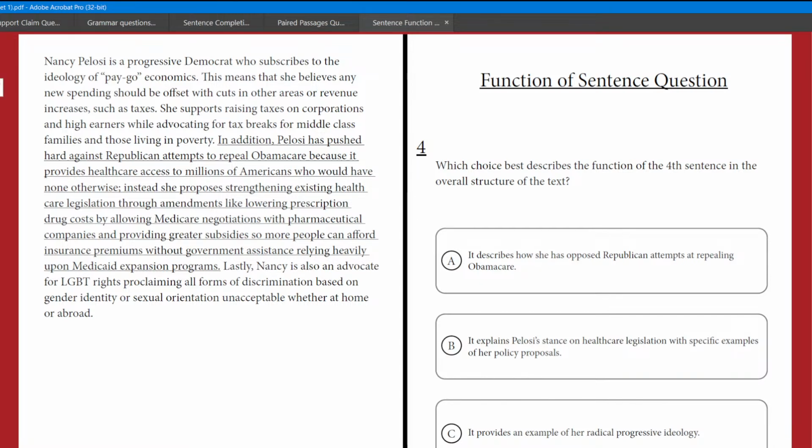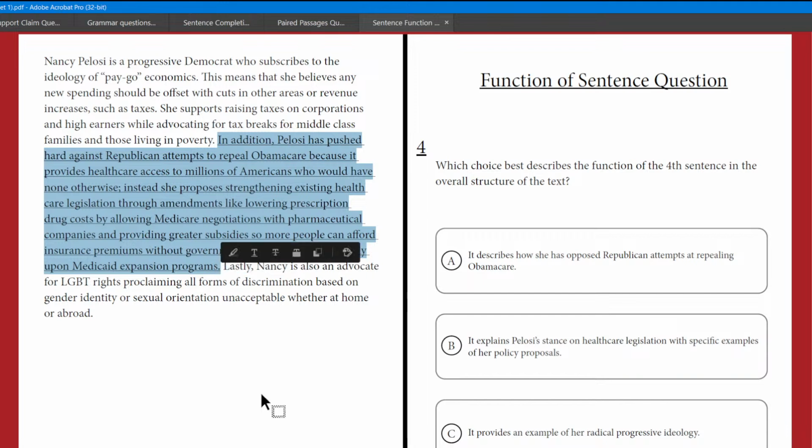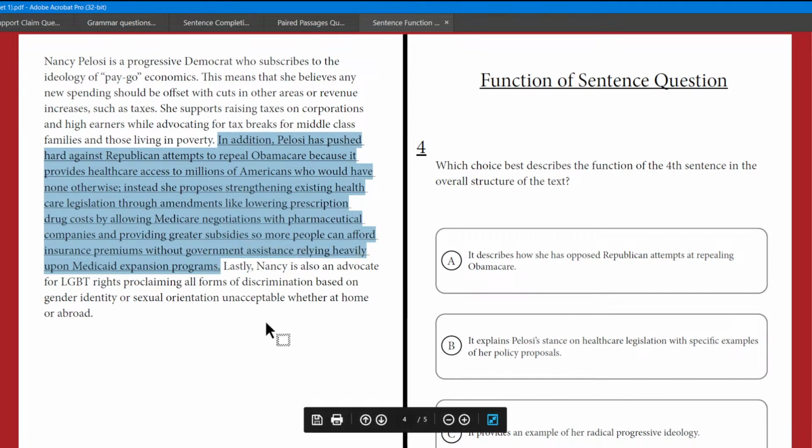Looks like most people said B. There's an A in there too. Okay, let's take a look. Four sentences. All right, this is an ugly long sentence. This sentence is disgusting. It's so big. Please don't ever do that.